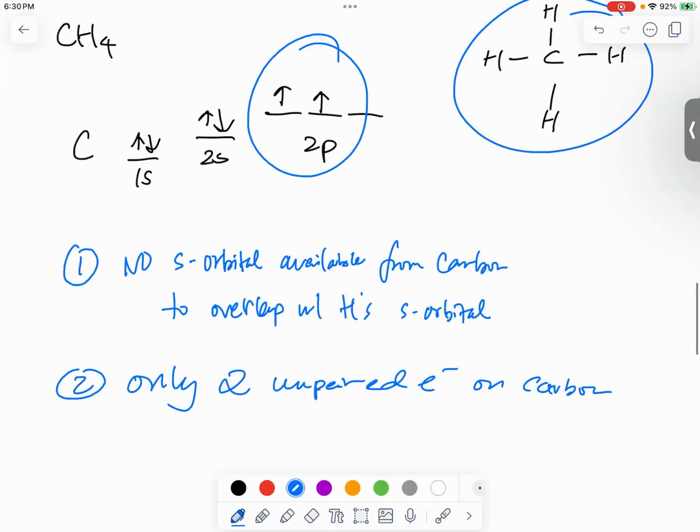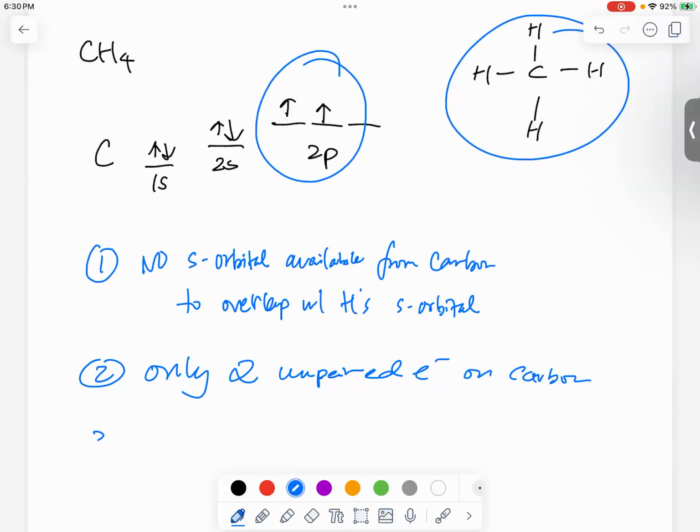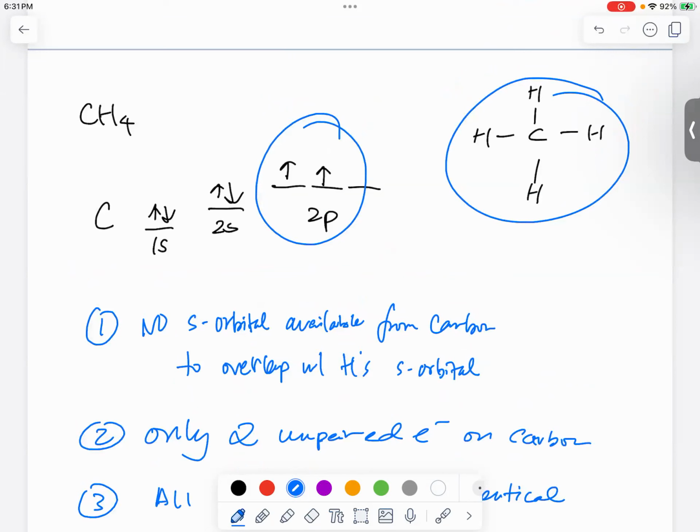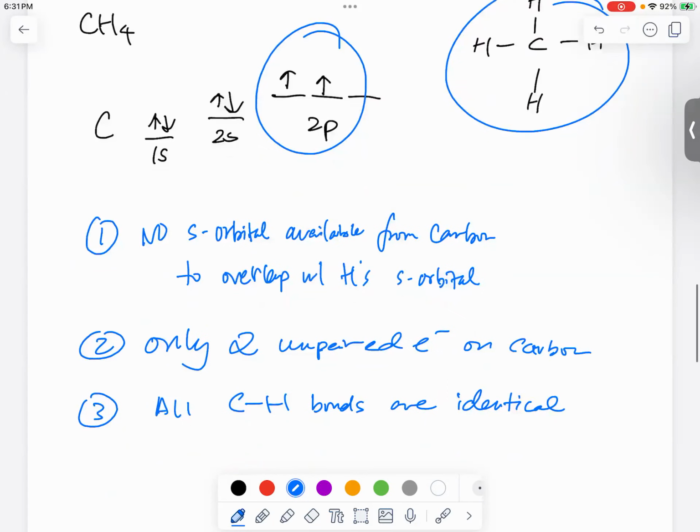Okay. And then another thing that's also very weird is that all C-H bonds in methane are presumably identical in terms of energy. You wouldn't expect that one carbon-hydrogen bond is more challenging to break than the other 3 carbon-hydrogen bonds. But then 2s and 2p are slightly different in terms of energy. So how can we explain this discrepancy?